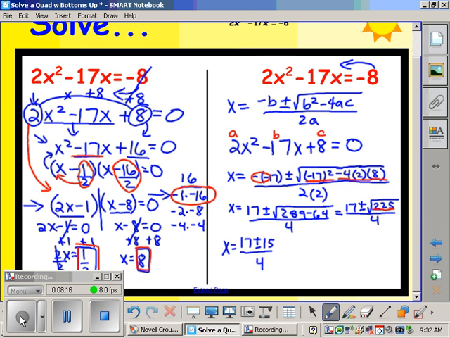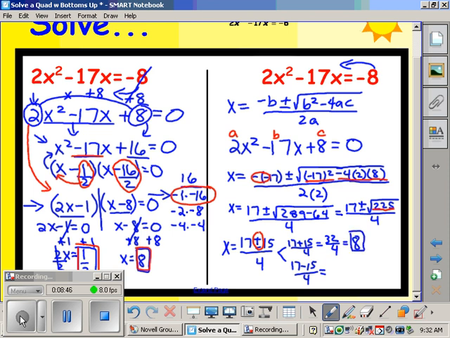This is a point where you split them up, and you're going to use that plus or minus sign once. So you'll use the plus the first time, so 17 plus 15, and then divided by 4. And for the second answer, you'll use the minus, so 17 minus 15 divided by 4. And this will give you your two x-intercepts. So 17 plus 15 is 32, and 32 divided by 4 equals 8.